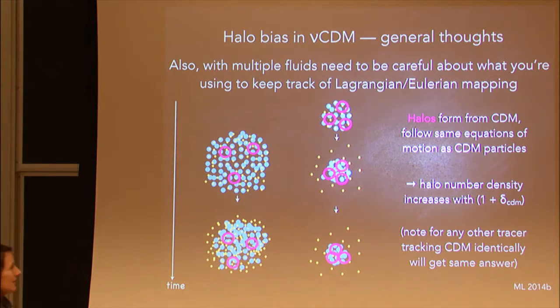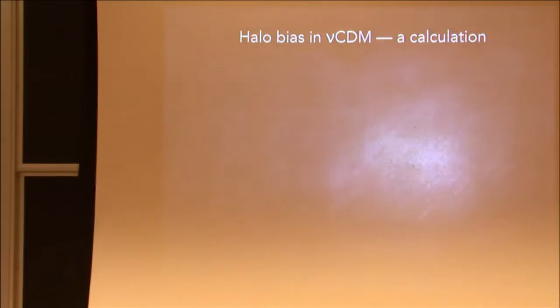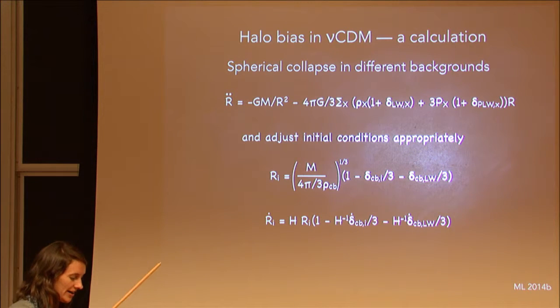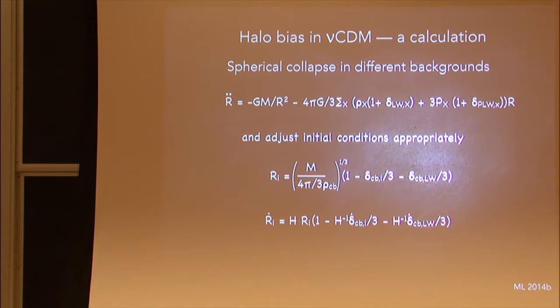So here's some cartoons discussing how halo biasing should be different in a cosmology with cold dark matter and massive neutrinos. And then there are various ways that you could calculate things, but I did the first simplest calculation of how this should look. And that's the following. I just did a spherical collapse calculation asking about how a spherical overdensity of cold dark matter collapses to form a halo in different backgrounds.